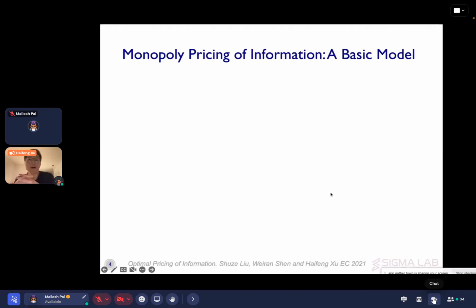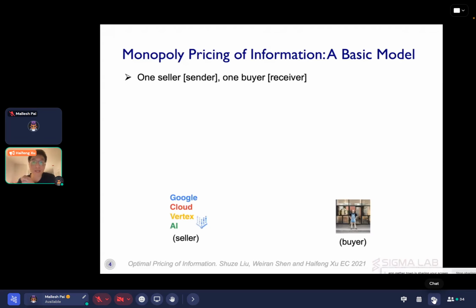Okay, to motivate this problem and give you a concrete example of what such a model can be like, let me describe a very basic model of monopoly pricing of information. For those of you who know monopoly pricing of a classic good, this is very similar, except that you are pricing information. So here we have one seller and one buyer. If you were in the previous section by Constantine on information design, you can think of the seller as the sender, and the buyer as the receiver.